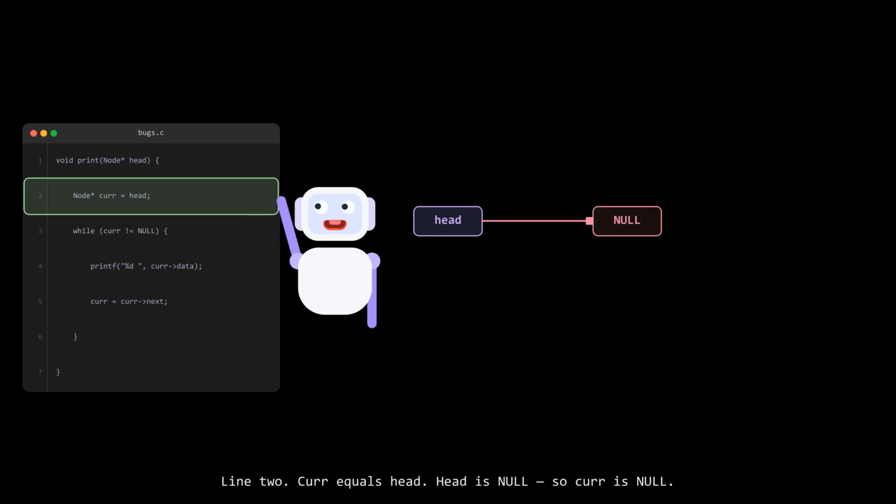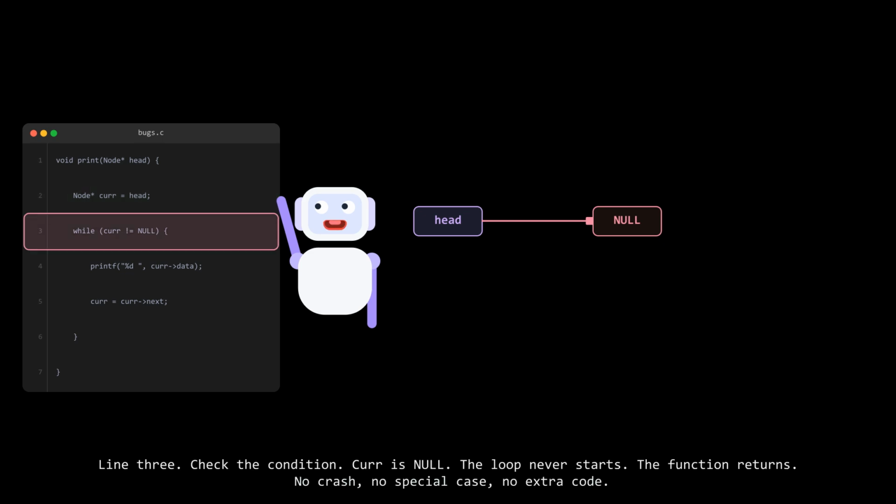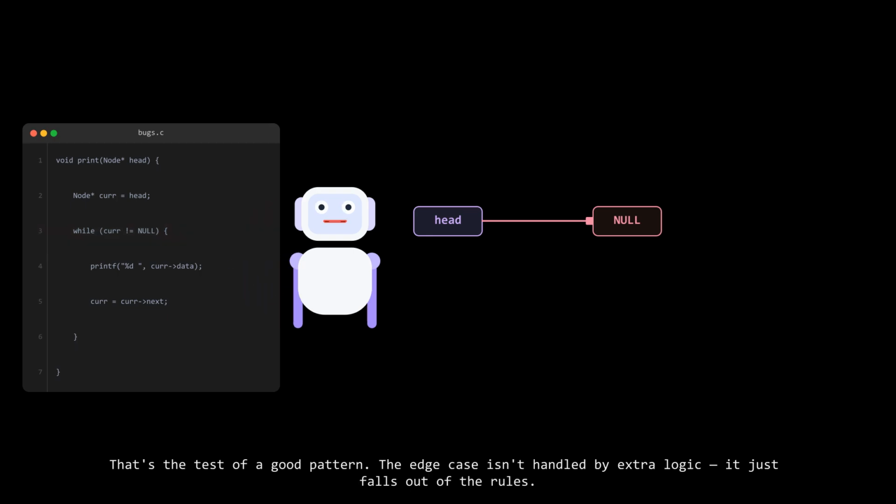Line 2. Cur equals head. Head is null, so cur is null. Line 3. Check the condition. Cur is null. The loop never starts. The function returns. No crash. No special case. No extra code. That is the test of a good pattern. The edge case is not handled by extra logic. It just falls out of the rules.